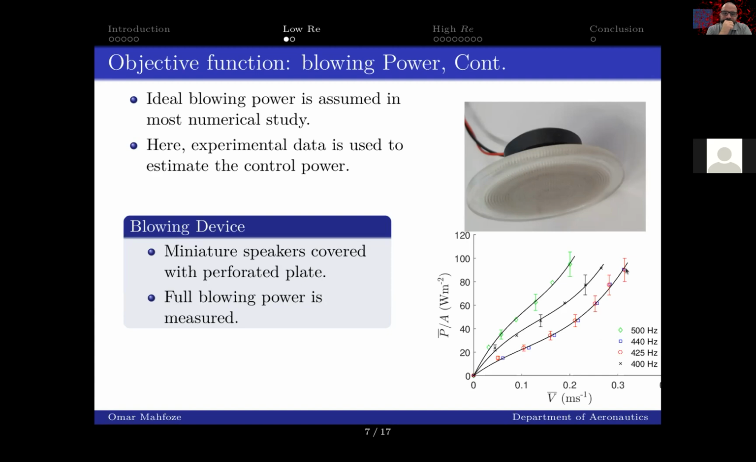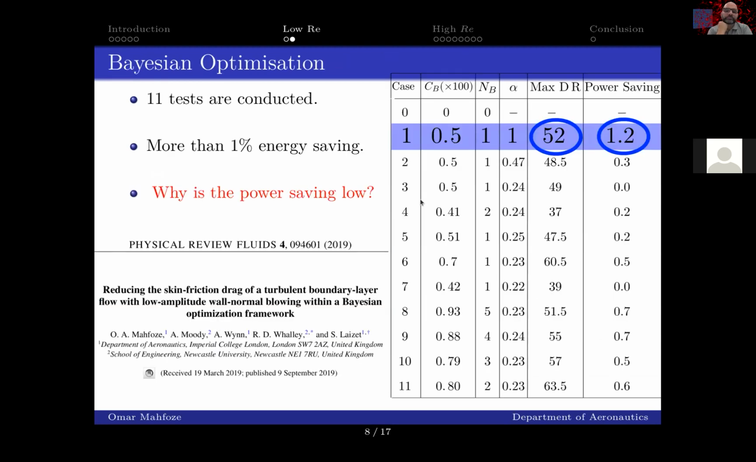Now we have all the parameters that we need for the Bayesian optimization. We have the skin friction. We have the input power for the speaker. We have the parameters. Now we run the Bayesian optimization for the DNS case. We find the best option for this setup is to use uniform blowing with an intensity of 0.5% of the free-stream velocity. We can achieve 52% drag reduction and 1.2% net energy saving. We published these results in Physical Review Fluids last year.